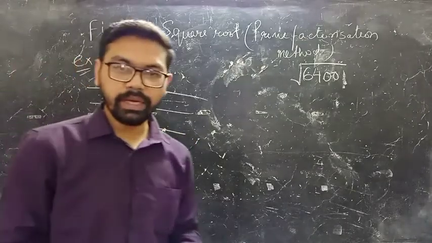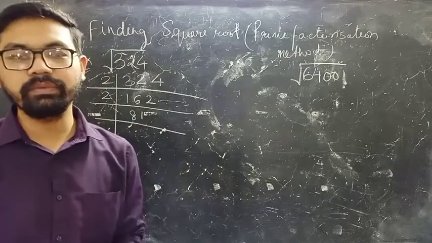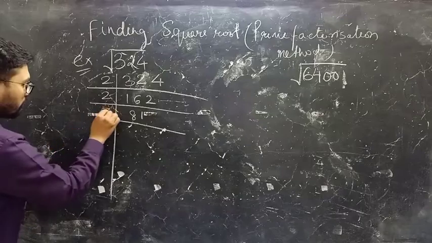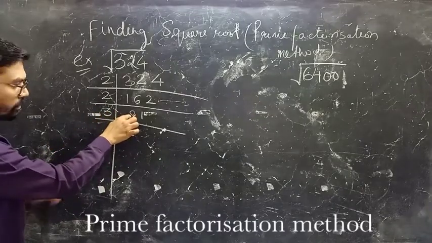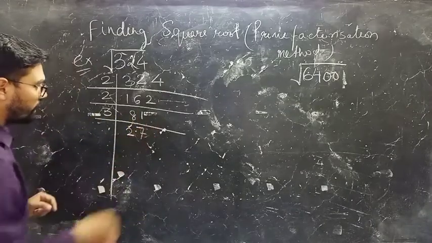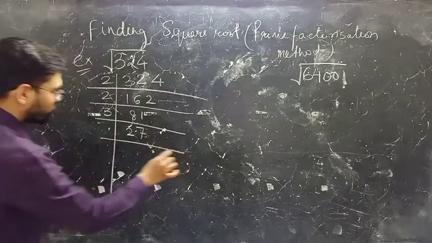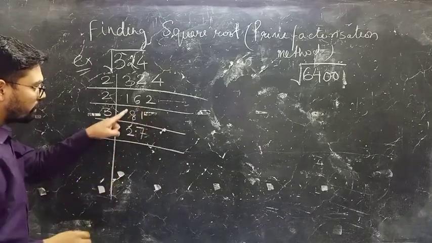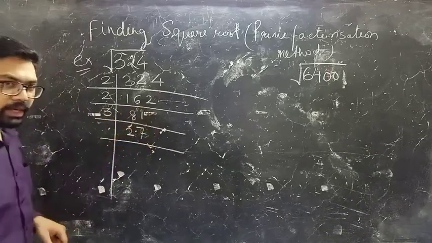81 is not divisible by 2 because it is an odd number, so it cannot be divided by 2. So let's take 3. 3 2s are 6. 8 minus 6 is 2. So 21. 3 7s are 21. Right? Now again, 3 2s are 6.